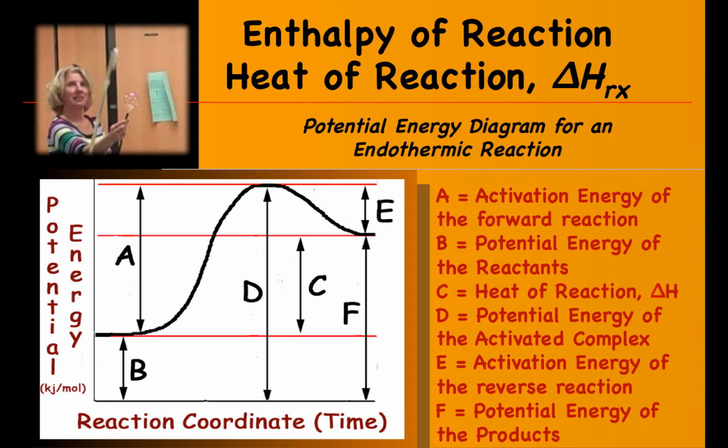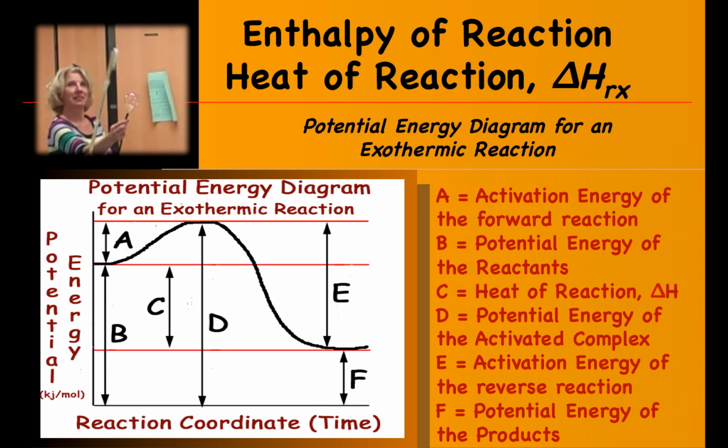This is a potential energy diagram of an endothermic reaction. You may want to pause this video right now, copy down this diagram, and make sure you label what each of the lines represent. This is the potential energy diagram for an exothermic reaction. It would be important for you to label each of the lines and know what each represents.